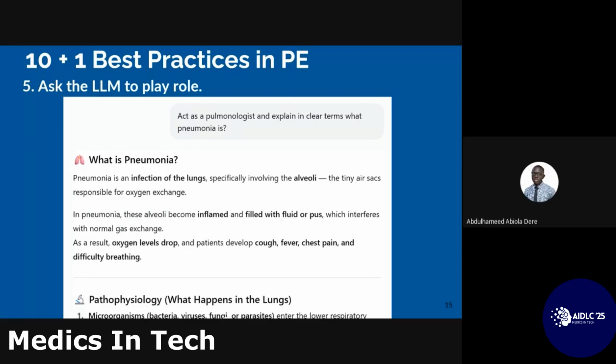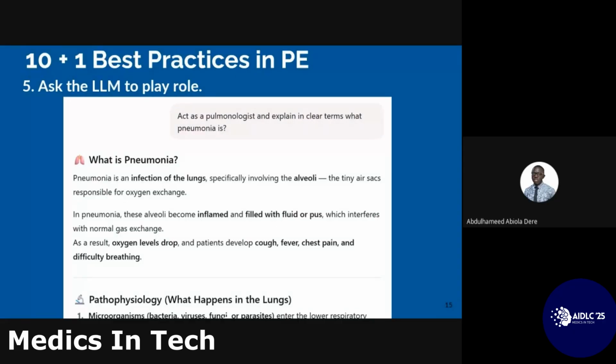Now, if you look at the semantics of this output, you realize that the way it is responding to me is a little bit advanced. This is not something that a 5-year-old would read and understand, because it already believes that as a pulmonologist, you have a very high level of medical education. And so we are talking about alveoli. A 5-year-old would not read this and understand it, because we have given it a role play.